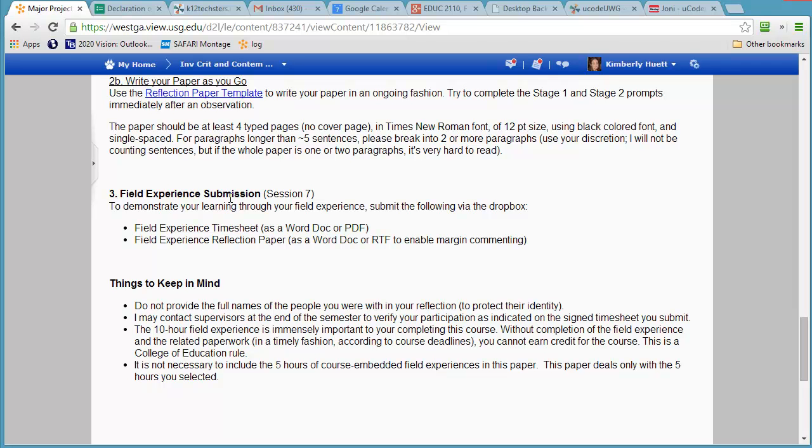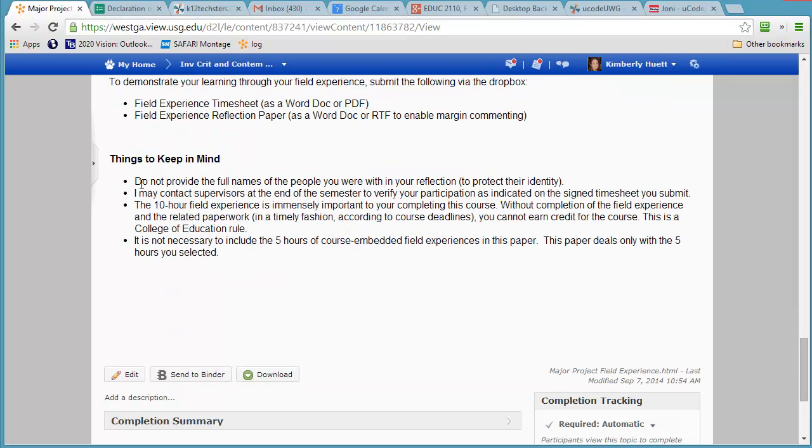Okay, so field experience submission. To demonstrate your learning through your field experience, you're going to submit the following via the Dropbox: the field experience timesheet, which we talked about above, and the field experience reflection paper, which we talked about above. Things to keep in mind: we're almost there, guys. Do not provide the full names of people that you wrote about, that you witnessed and hung out with in your field experience. In fact, it's good to just kind of change their names.